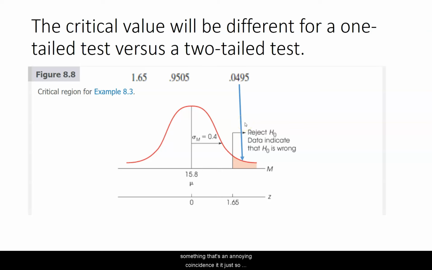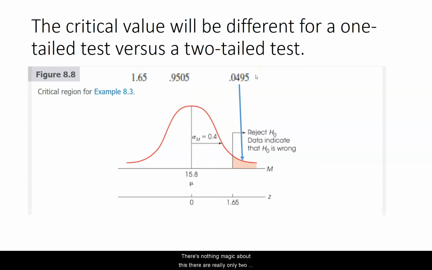Now, here's something that's an annoying coincidence. It just so happens that 1.64 and 1.65 have a tail value that's equidistant from .0500. The tail value for 1.64 is .0505. This is .0495. And wouldn't you know it, it's an exact tie, which is irritating as heck. But your textbook has used 1.65 in these examples, so I'm just going with that. Actually, in the past, I've used 1.64.